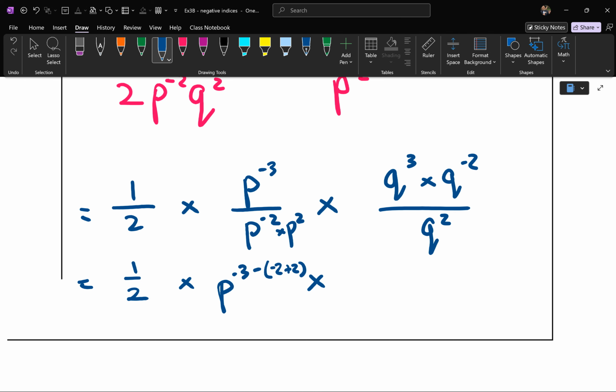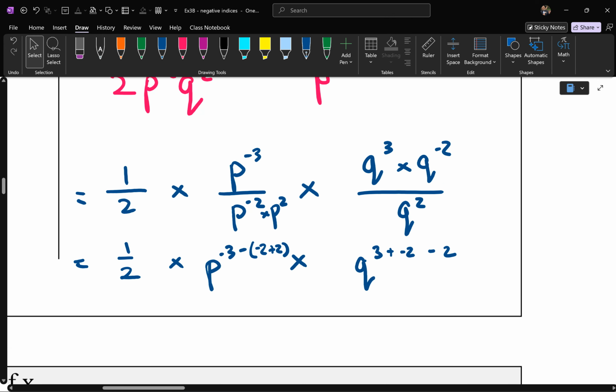If you don't want to skip steps, or if you're not good at these errors here, then do the steps I did before. But this is how I normally do it. So I would collect them all together in one step. Same thing with the next one. I would write it as q^(3 plus a negative 2, take away 2). Can you see what I'm doing there? I'm just following index laws. Add the powers, so 3 plus negative 2. Take away, because I'm dividing, take away 2.